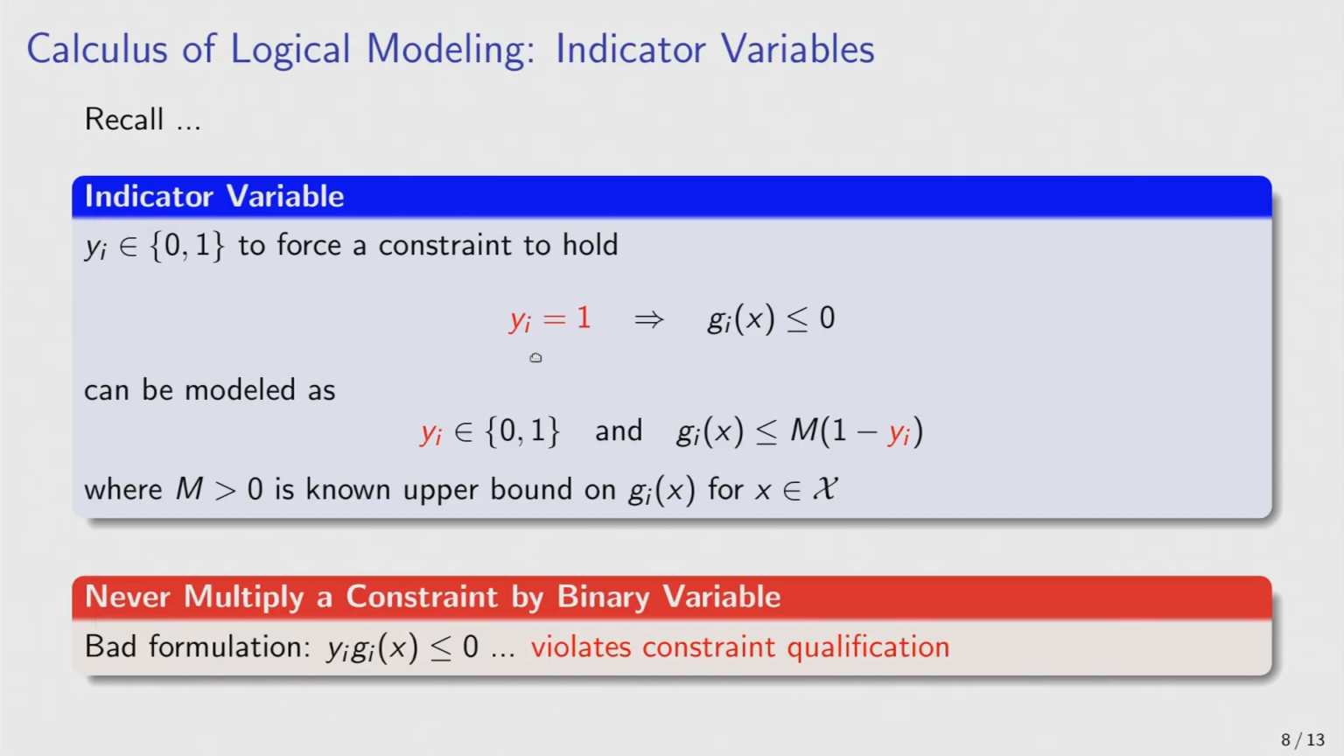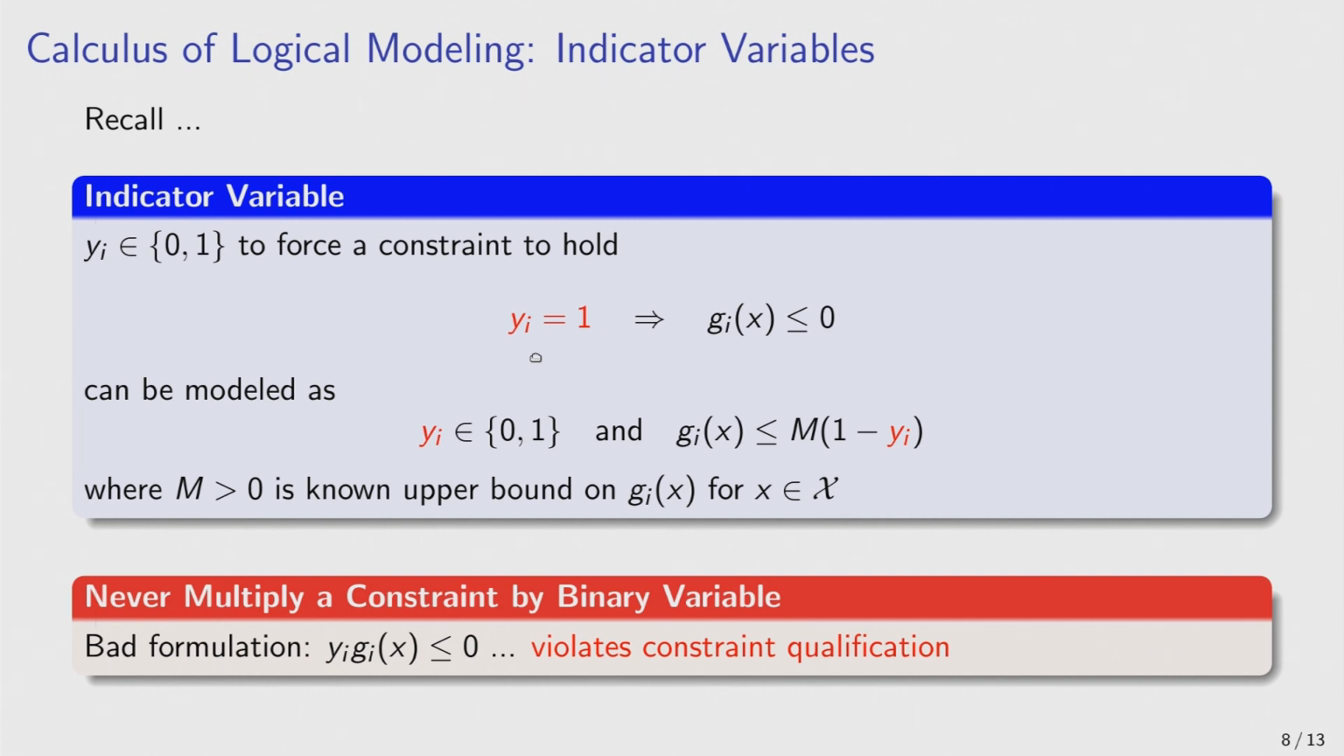Okay, so this is just a reminder. We saw this in the last slide, that when we have a constraint that we want to hold when the binary variable is equal to 1, then we model that with this known upper bound. So we find an upper bound on g_i of x. It doesn't have to be positive. Oh, sorry, yes, it has to be positive in this case.